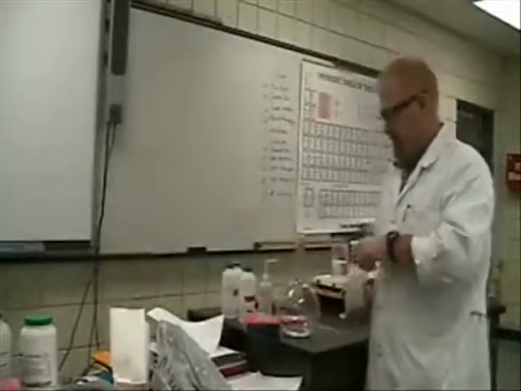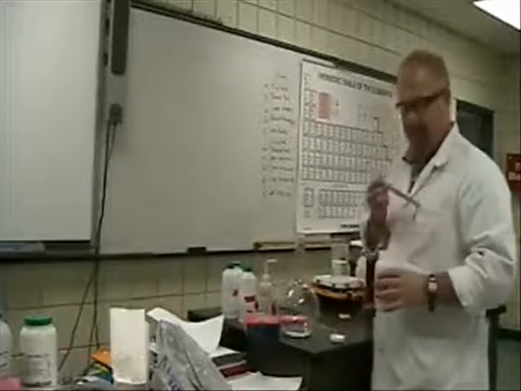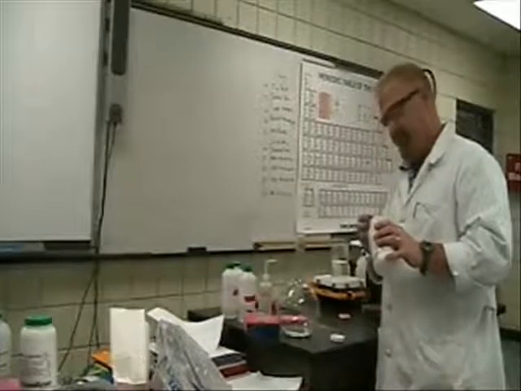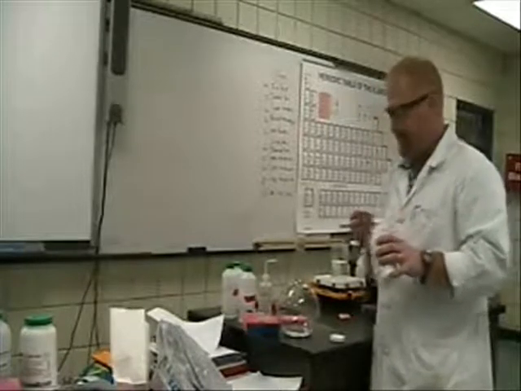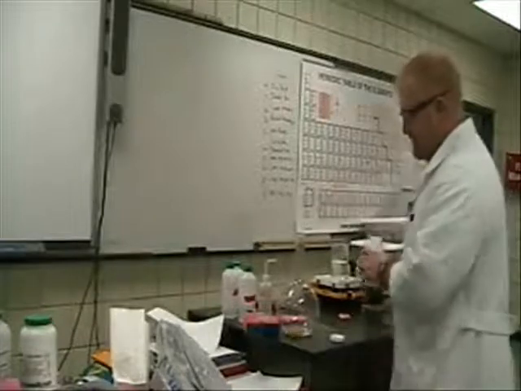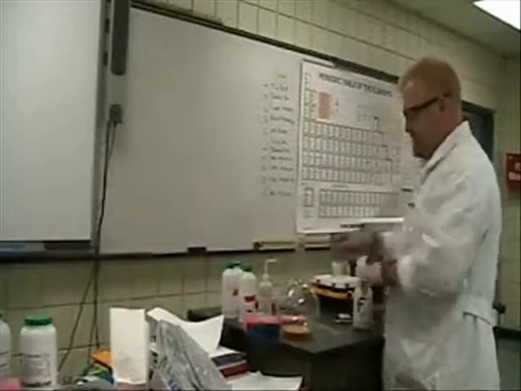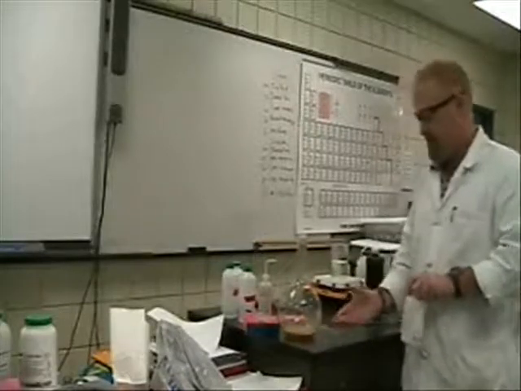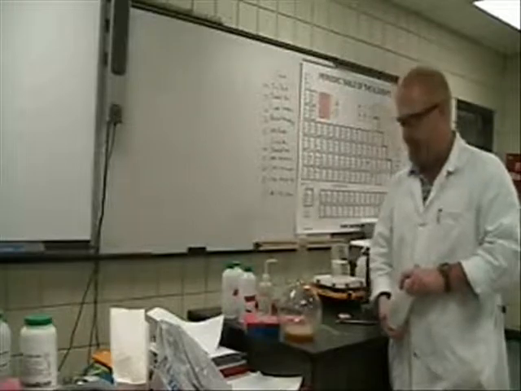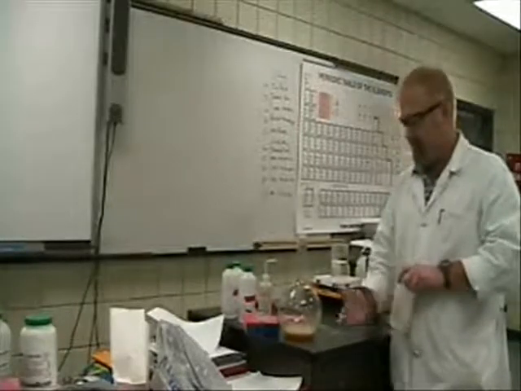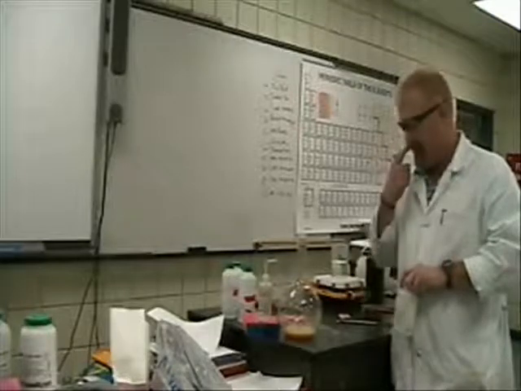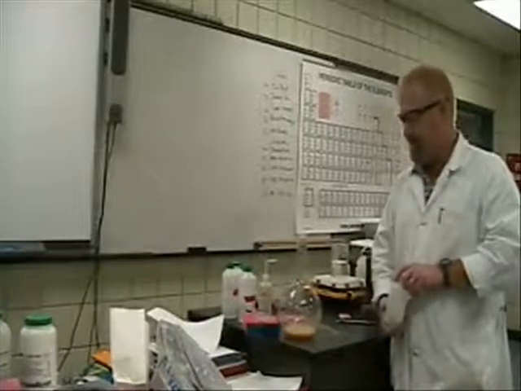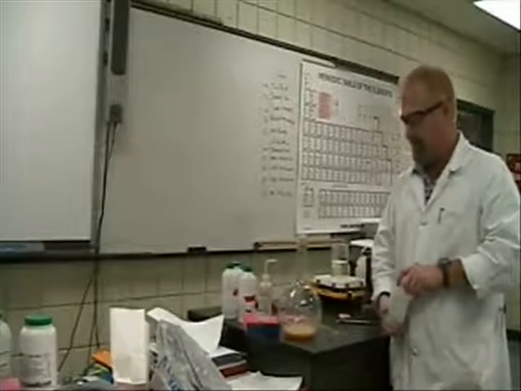If I want it to break down faster, I'm going to add into here a catalyst. Now there's a number of different catalysts for this reaction. I'm going to use potassium iodide. I'm going to add a little potassium iodide in there. Give it a little bit of a swirl to get it to dissolve. And you can see that I've got some bubbles forming at the bottom. And those bubbles are getting more and more and more. The reaction is going much, much faster than it was without the catalyst.